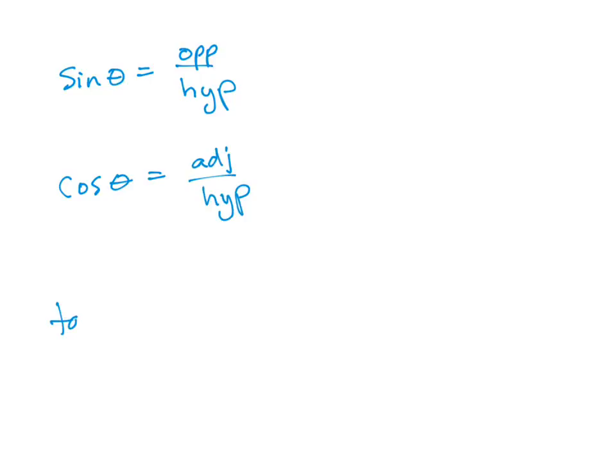Now the primary trig functions or trig ratios are the ones we will use most often. So sine theta is opposite over hypotenuse, cosine theta is adjacent over hypotenuse, and tangent theta is opposite over adjacent. Now, we need to memorize all of these ratios. One way that is helpful for many students to remember these three ratios is called SOHCAHTOA.